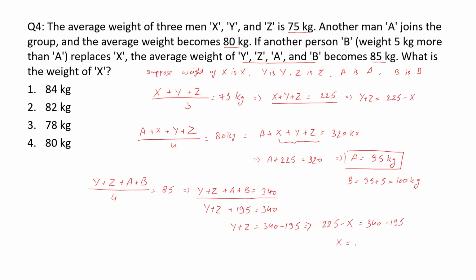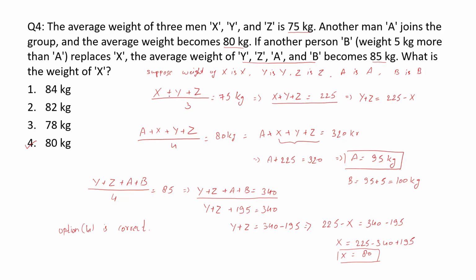So x is equal to, take x on this side, 225 minus 340 plus 195. Just do this calculation and you will have 80 over here. So the weight of x is 80 kg. Option 4 is correct.